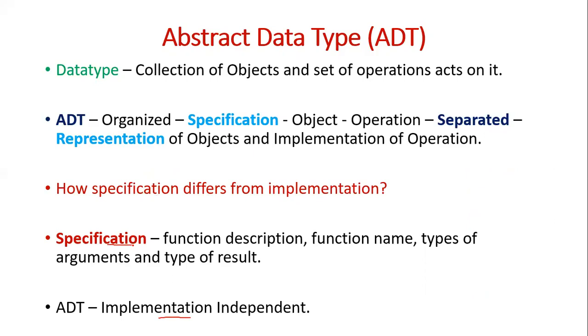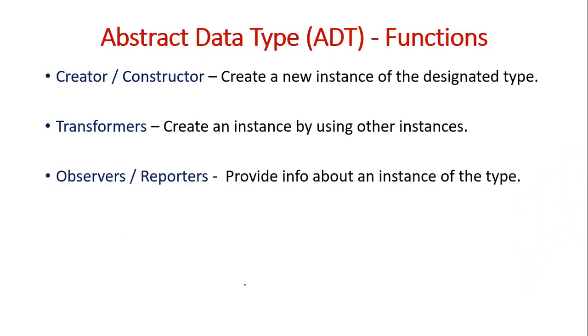How it is implemented, we are not bothered about that, because implementation may vary from programming language to programming language. Integer might be implemented in one style in C, in some other style in Java, and totally differently in Python. But the abstract data type of integer will always be more or less the same. So the ADT is not dependent on implementation.